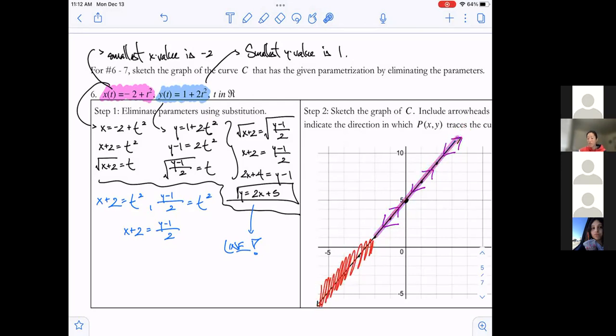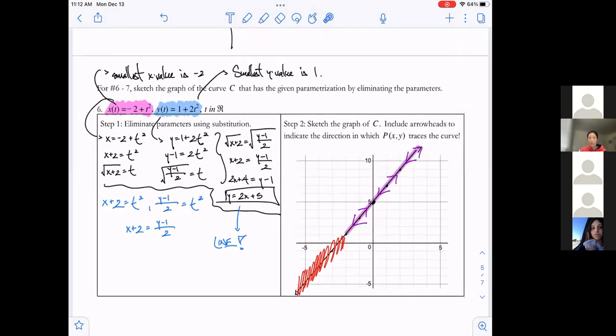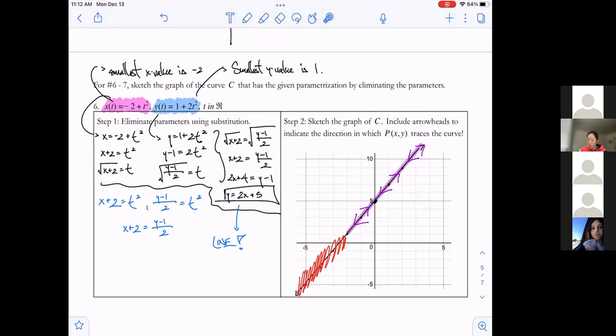This is really helpful if you're going to model situations in biology or physics. You want there to be a certain stopping point or turnaround point. It's helpful to be able to control the parameters so that that happens. Okay.